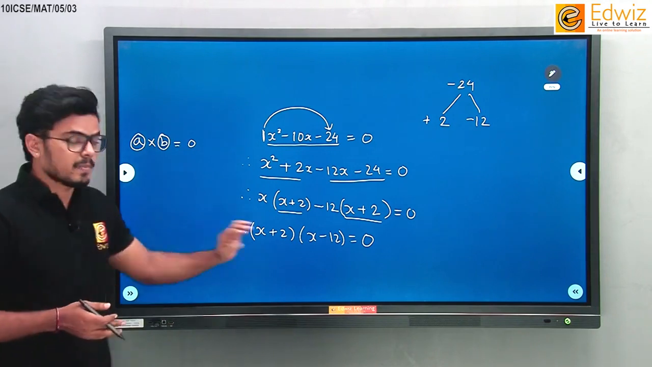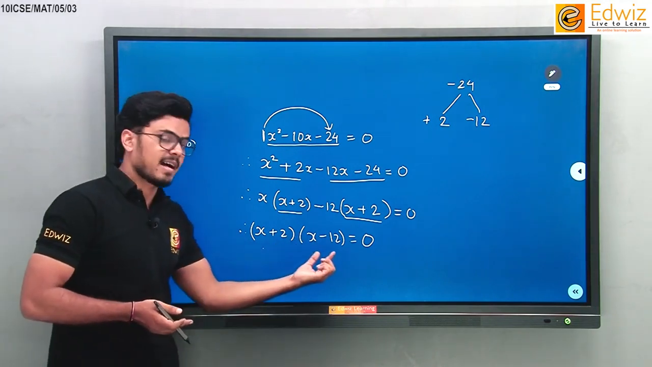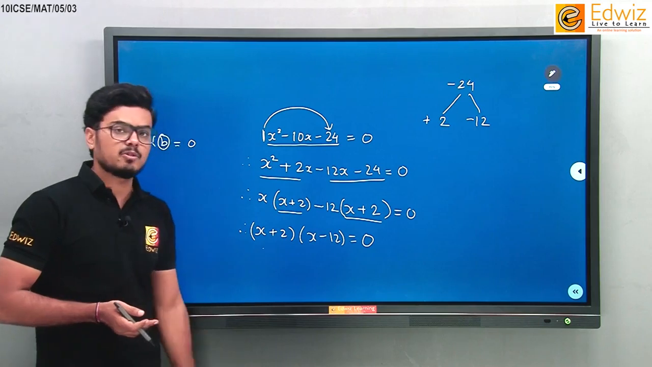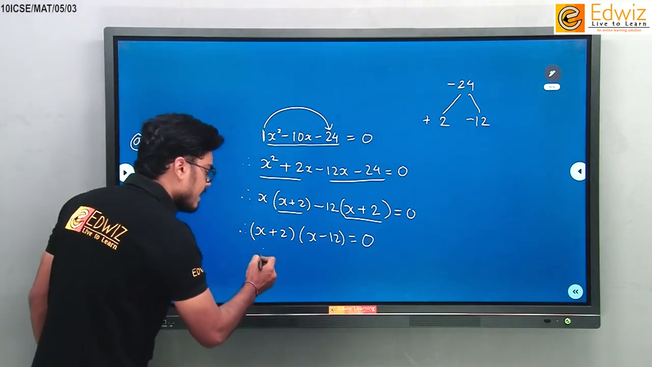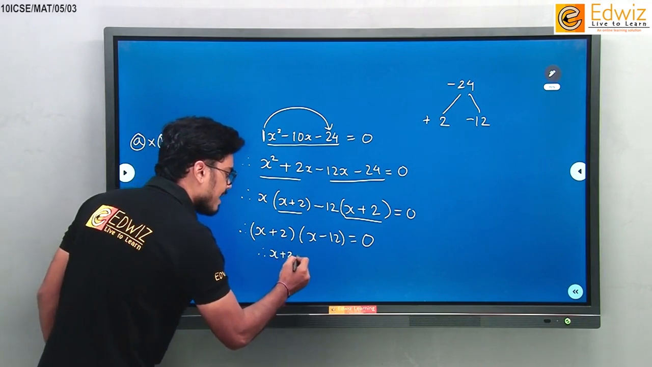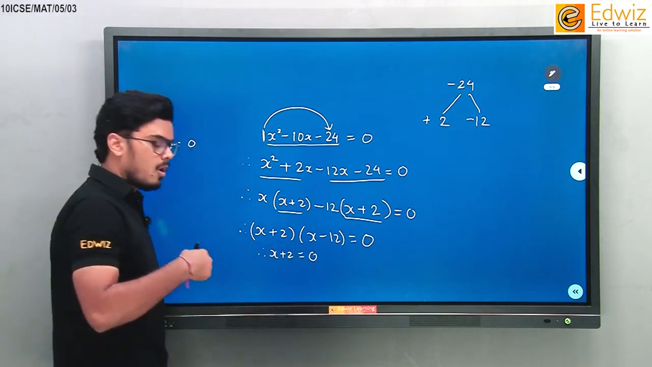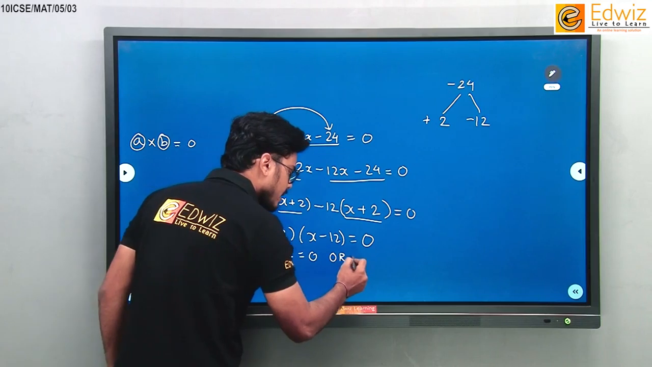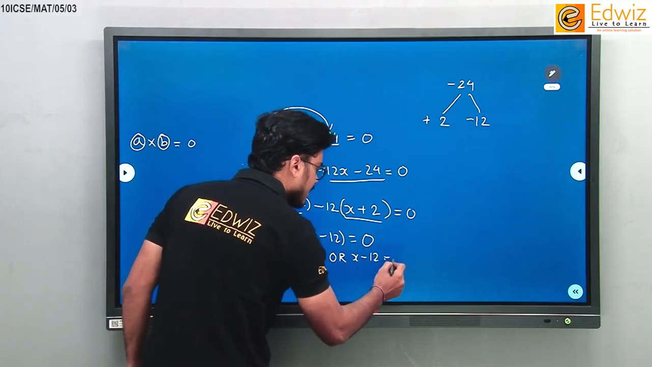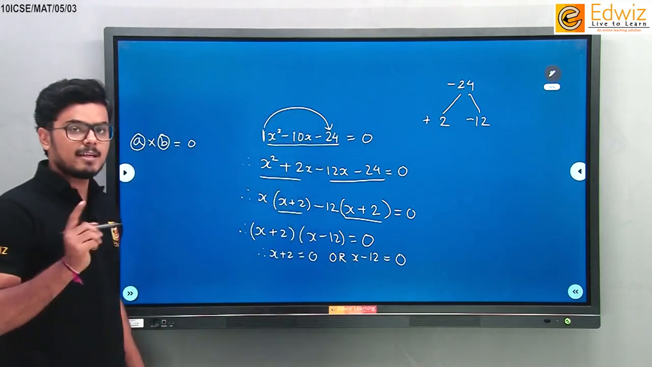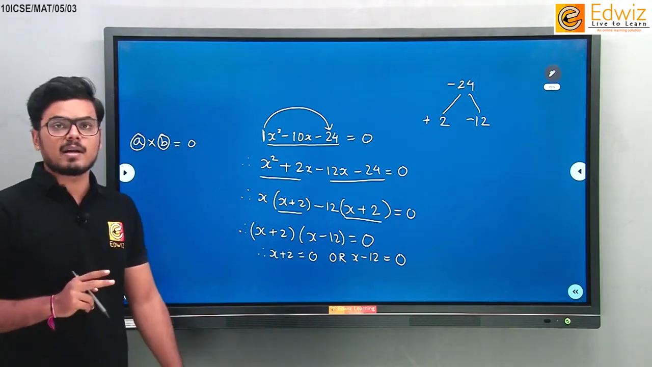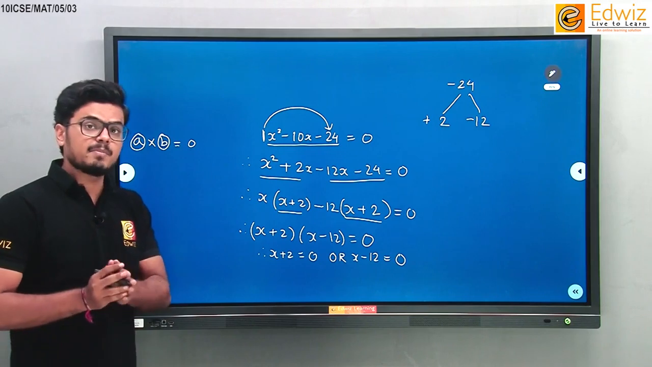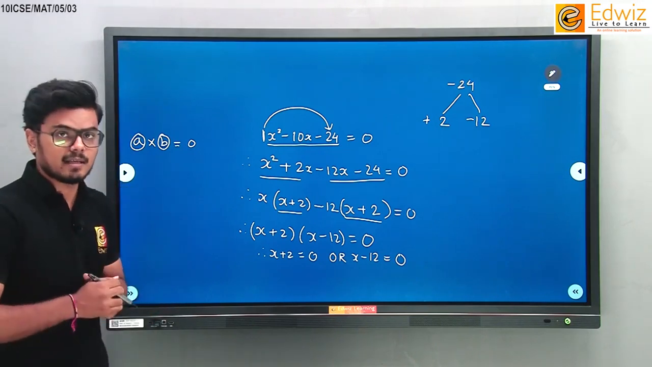So यहाँ पर भी same है. There are two different factors. The product of these two factors is 0. That means either x plus 2 has to be 0 or x minus 12 has to be 0. That means we get two solutions, as it is mandatory for a quadratic equation. We know there are maximum two possible solutions in a quadratic equation, right?